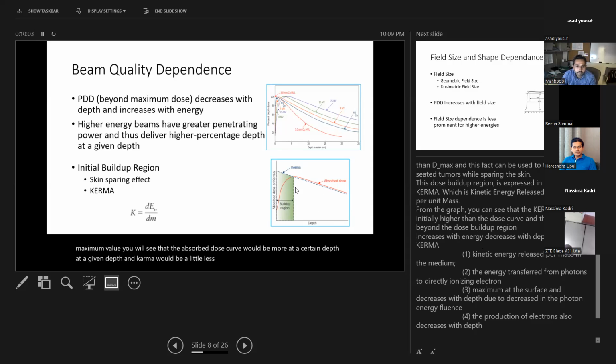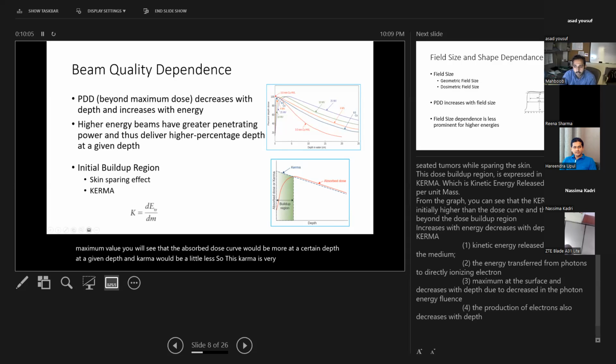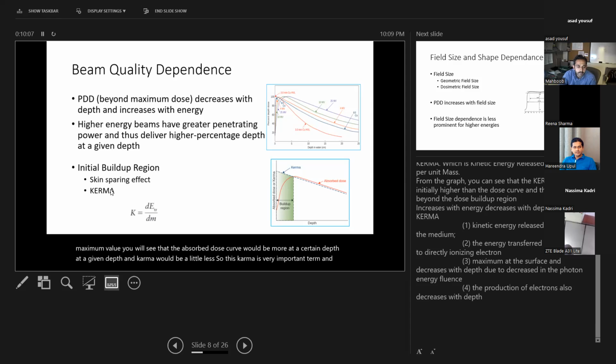KERMA is a very important quantity because it gives the concept of the skin sparing effect. That's why if we use higher energies for deep-seated tumors, we can have a skin sparing effect. But for lower energies, because of less penetrating power and lower values of KERMA, the skin sparing effect would be lower. That's why higher energies are used for deep-seated tumors and low energies are used for superficial tumors.